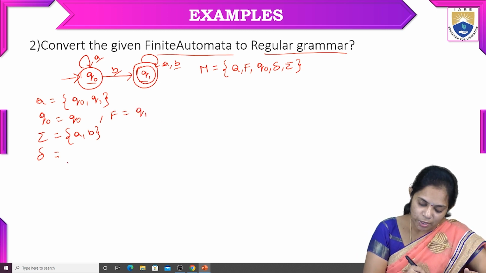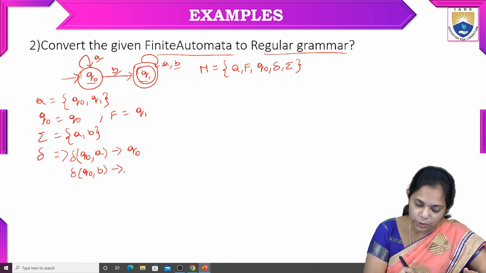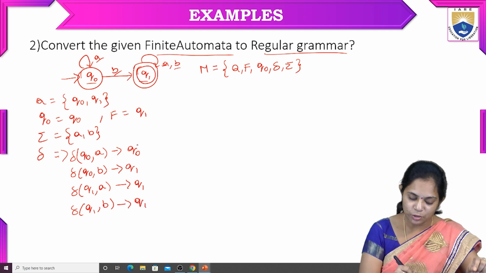In this one, first we write the transition functions. For each state we have to write the transition. Transition of Q naught comma A as an input is going to Q naught, and transition of Q naught comma B is going to Q1. Transition of Q1 comma A is going to Q1, and transition of Q1 comma B is going to Q1. So here are the transition functions.